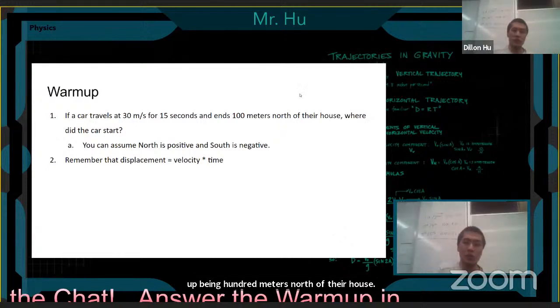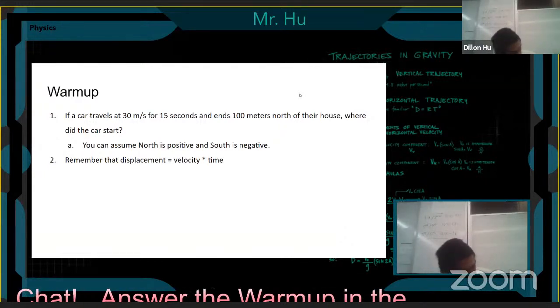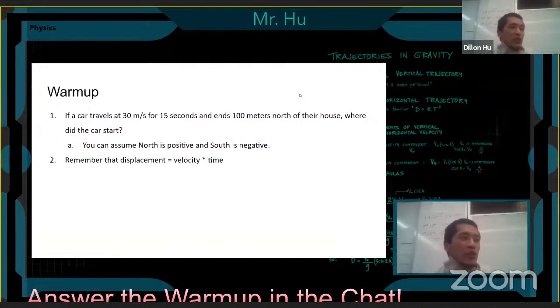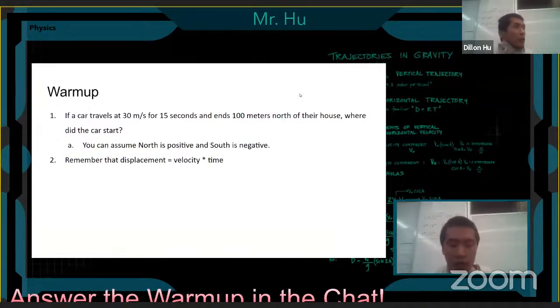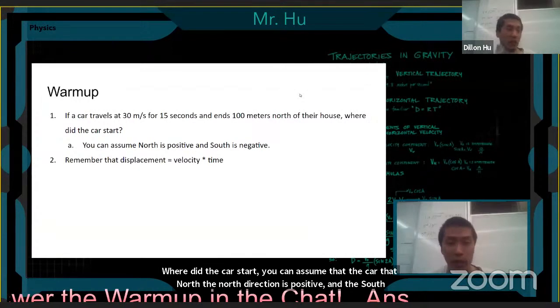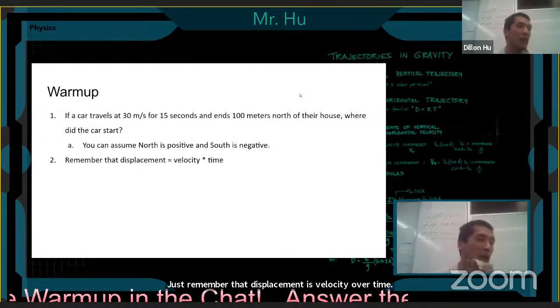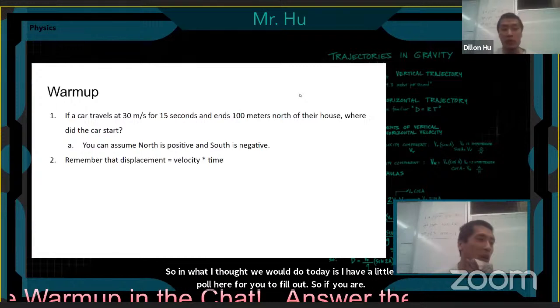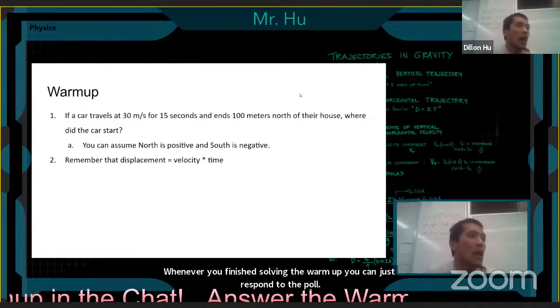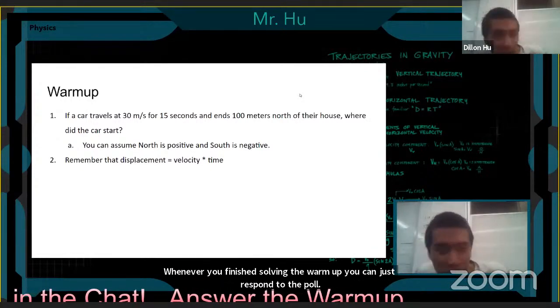Whenever you finish solving the warm-up, you can just respond to the poll, and there should be a bunch of different answers in there for you. If you aren't sure how to do it, you can always answer I don't know, because that helps me as well. If none of the answers above fit, you can also type your answer in the Zoom chat. So there's plenty of options for here.